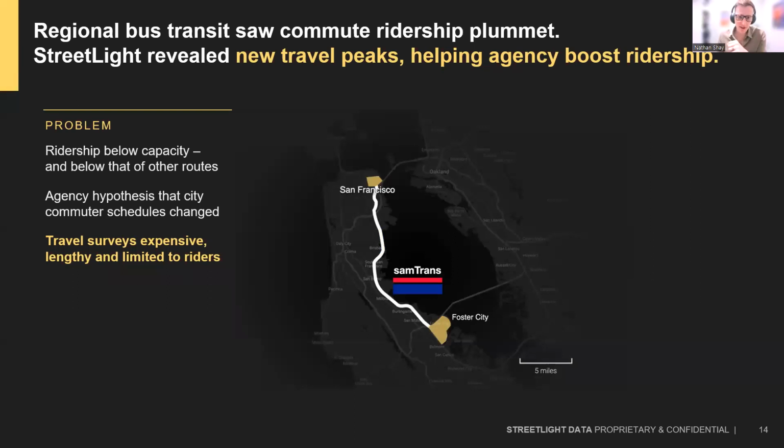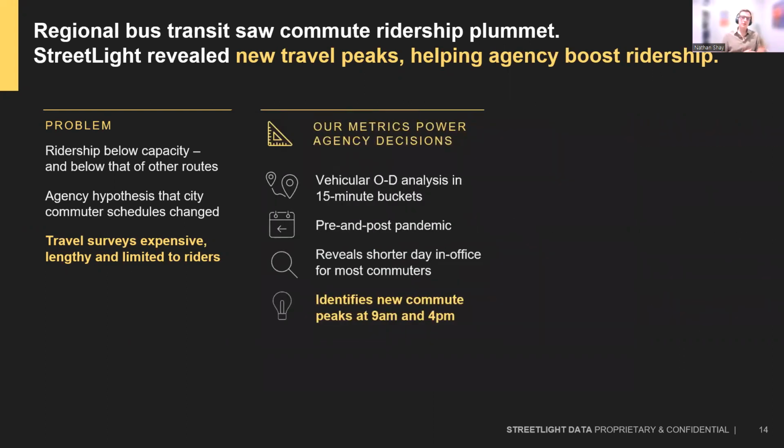SamTrans, here in the suburban or metro region of San Francisco, runs a lot of commuter transit to San Francisco. And coming out of the pandemic era, they had a lot of decrease in ridership, which was common across many transit agencies. They were trying to figure out what to do to solve that problem. And rather than doing a very costly, very long household travel survey, as one might have traditionally done in the past, they were able to use our metrics to get origin destination analysis between the city and the suburb at 15-minute granularity.